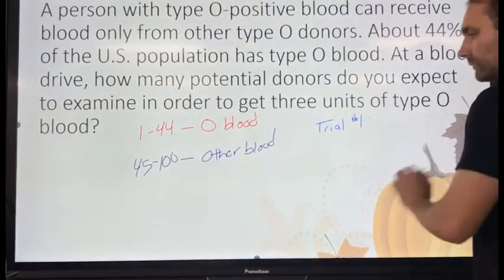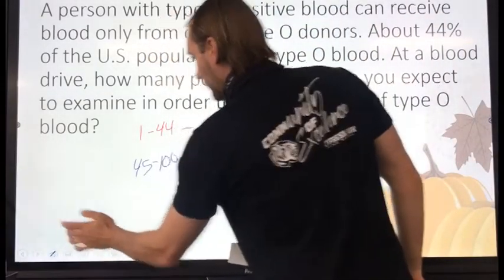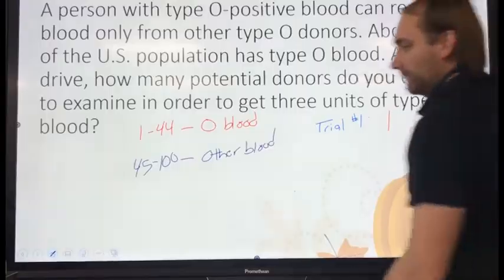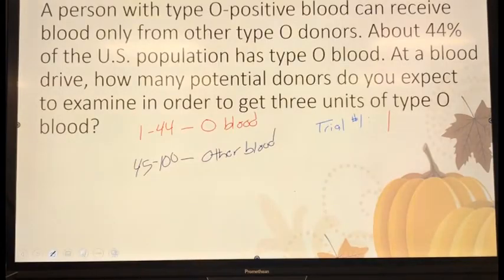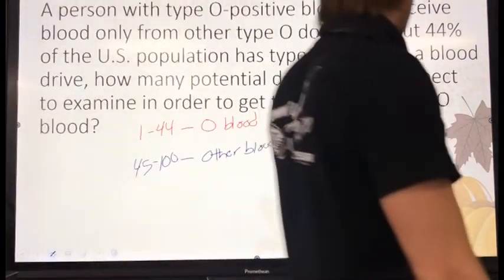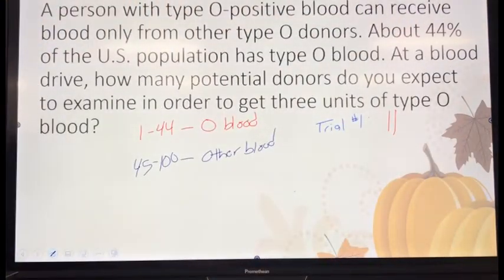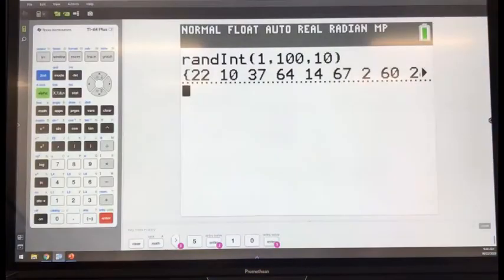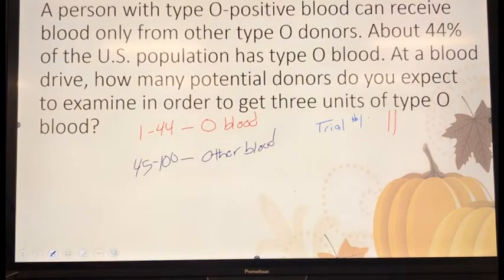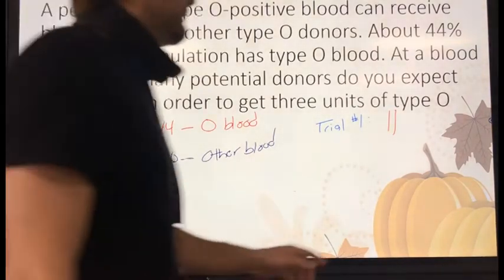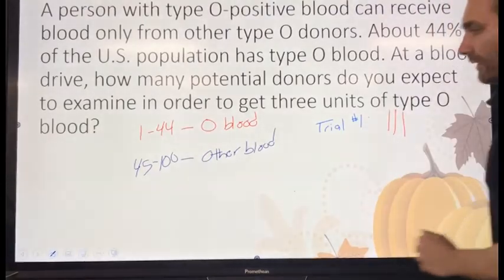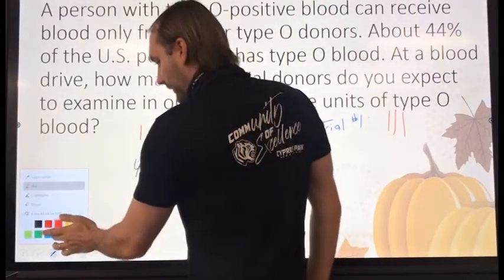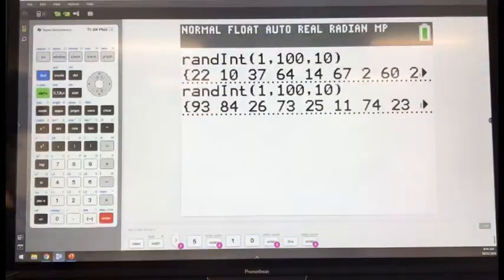So let me mark 1 for O blood. The next number is 10. What type of blood is that? O blood. Yeah, 10. The next number I got was 37. What type of blood? Oh, hey, it only took us 3 people. Okay, we're done. Next, let's try trial 2.